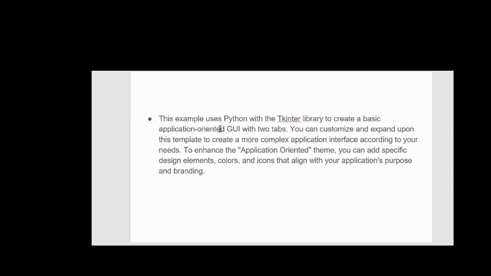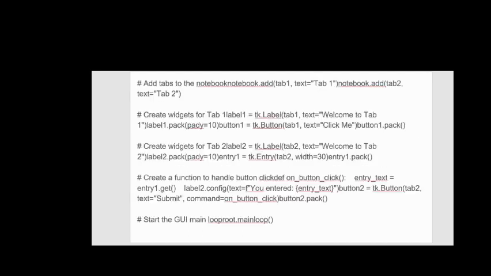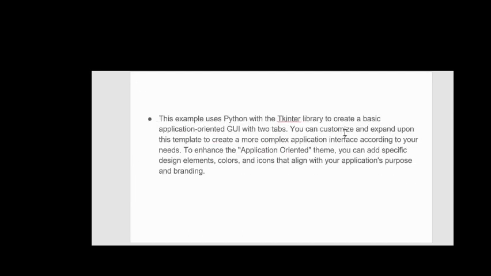So this is one example which uses Python with the tkinter library to create a basic application-oriented GUI with two elements, that is label1 and the entry1 which I have mentioned. Next, we can customize and expand upon this template to create a more complex application interface according to your needs. To enhance the application-oriented theme, we can add specific design elements, colors, and icons that align with your application's purpose and branding.